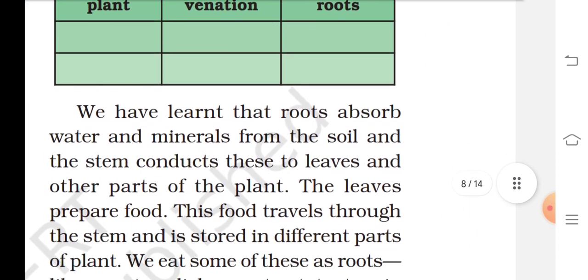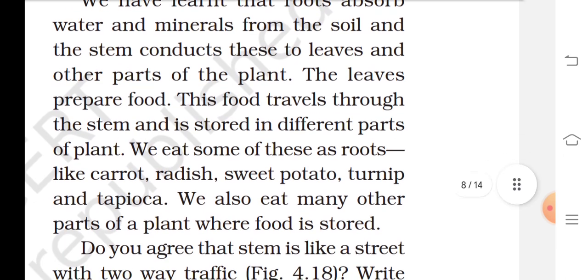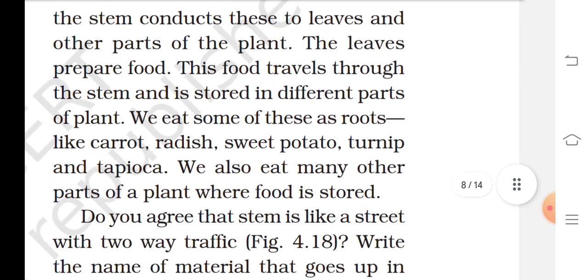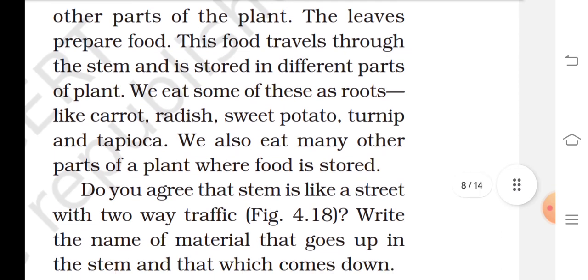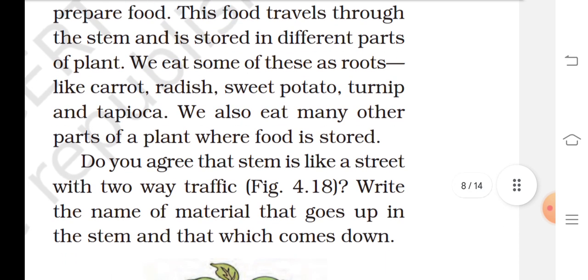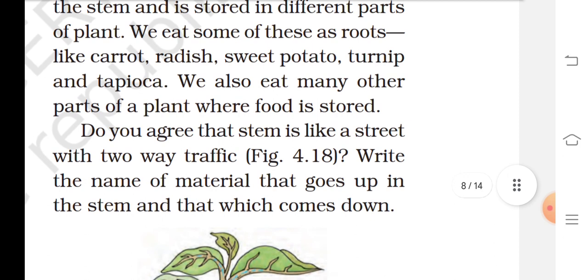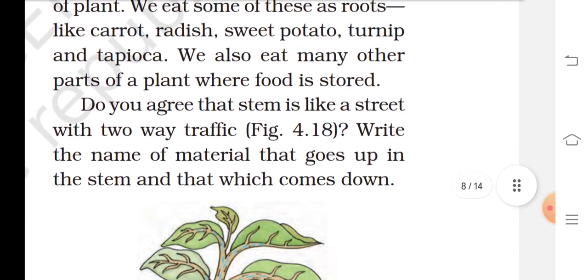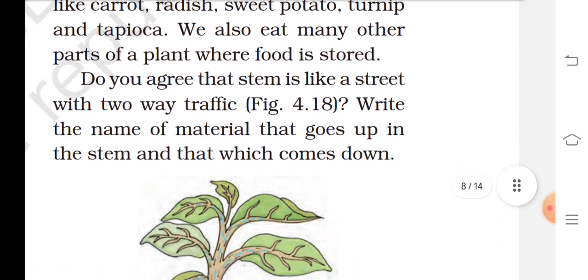We have learned that roots absorb water and minerals from the soil and the stems conduct these to leaves and other parts of the plant. The leaves prepare food. This food travels through the stem and is stored in different parts of the plant. We eat some of these as roots, like carrot, radish, sweet potato, turnip and tapioca. We also eat many other parts of a plant where food is stored.